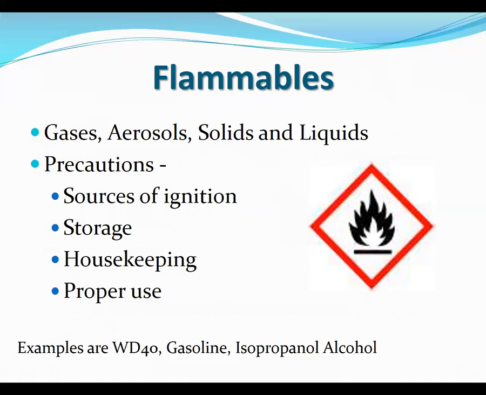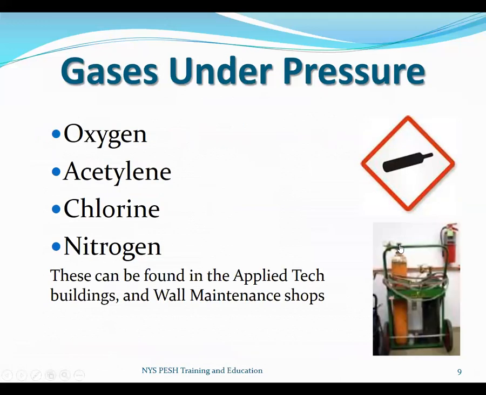Next is gases under pressure or gas cylinders. These are indicated by a red diamond with a cylinder in the center. Some of these that can be found around campus would be oxygen, acetylene, chlorine, nitrogen. These can be found in applied tech buildings, wall maintenance shops.